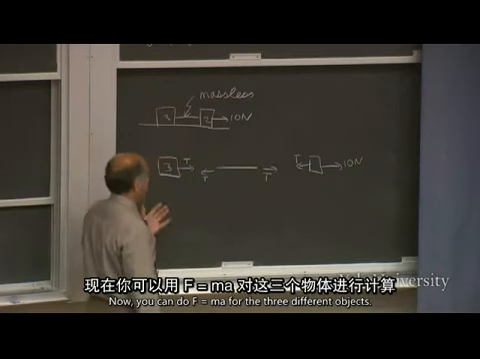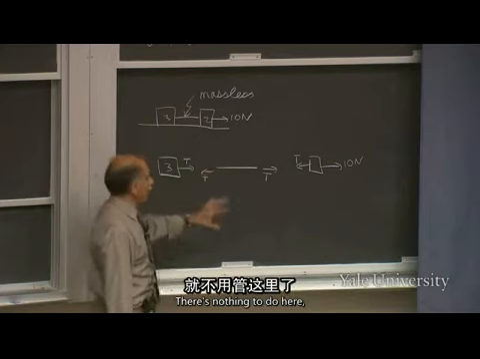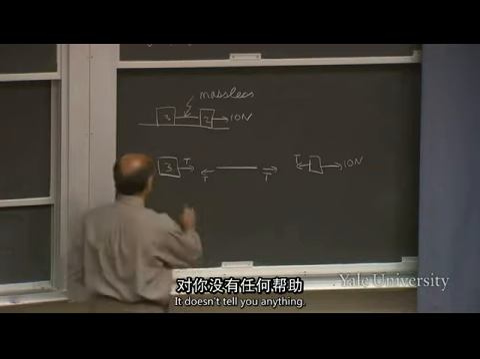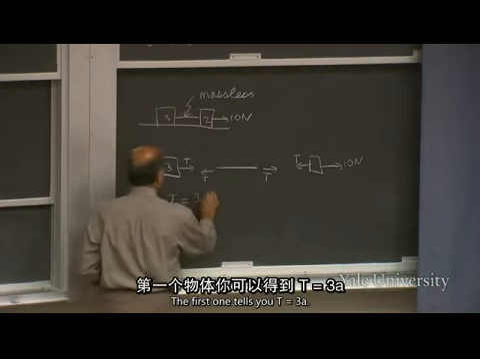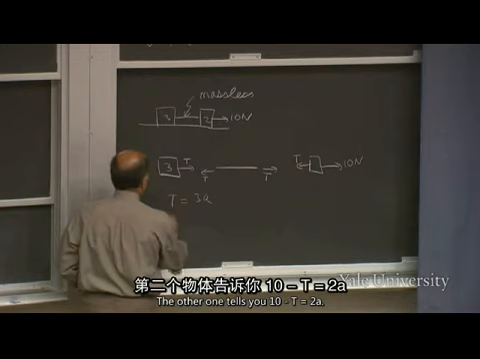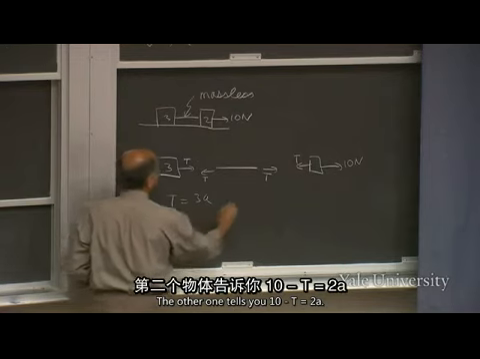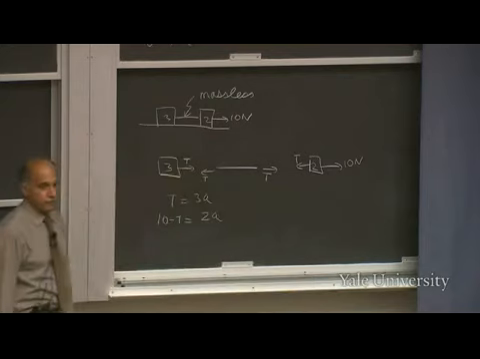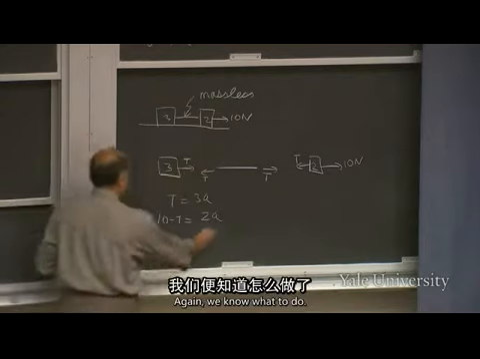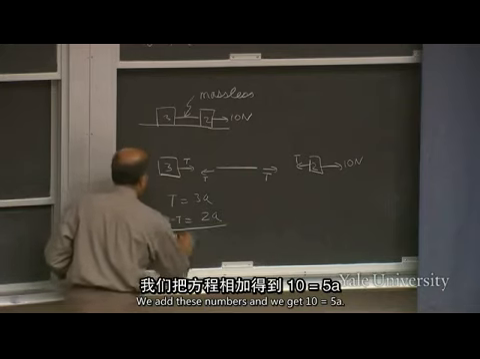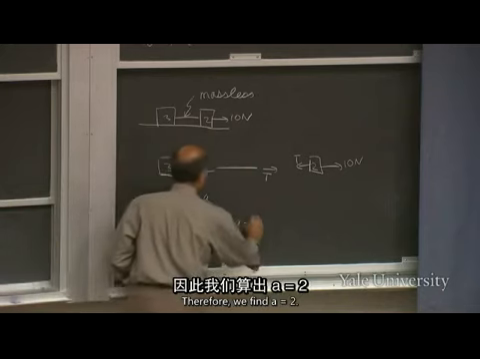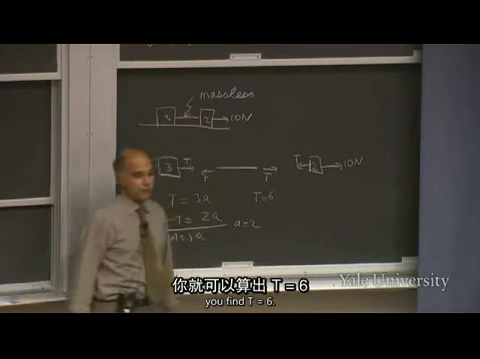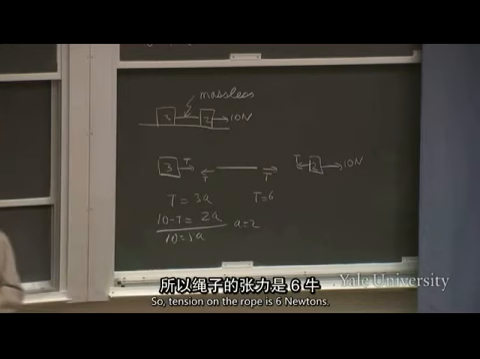Now you can do F equals ma for the 3 different objects. There's nothing to do here because the forces are 0, the mass is 0, it doesn't tell you anything. The first one tells you T equals 3a. The other one tells you 10 minus T equals 2a. Now again we know what to do. We add these equations and we get 10 equals 5a. Therefore we find a equals 2. Once you find a equals 2, you find T equals 6. So the tension on the rope is 6 newtons.